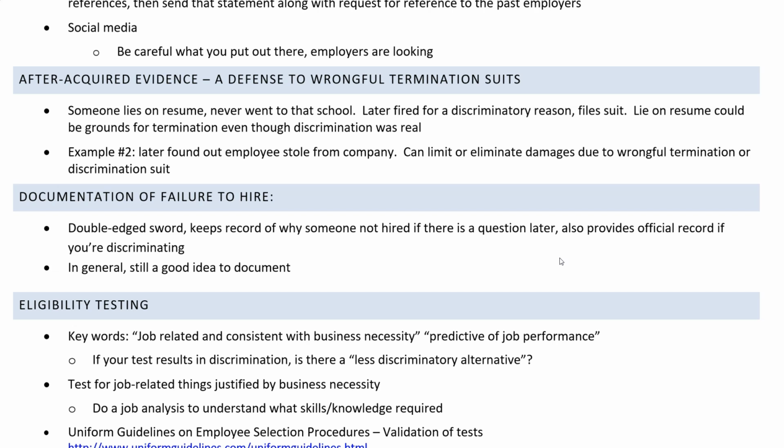So that's another reason why, as I'm applying, it's not usually a good idea to be lying on resumes, because it can be the kind of thing that gets me fired later on and can damage my reputation pretty severely. Another example is if we find out that someone stole from the company. Same thing there. Even if the person was discriminated against, if we later find out that they did something that would be a fireable offense, then my lawsuit might go nowhere because of this after acquired evidence.